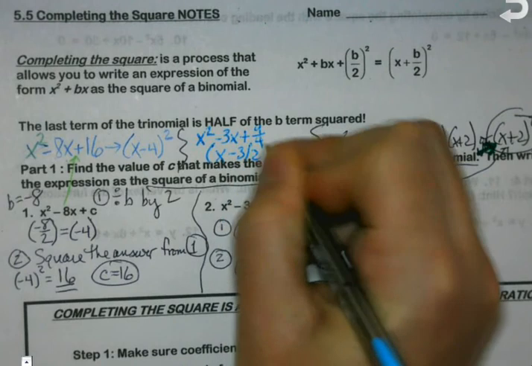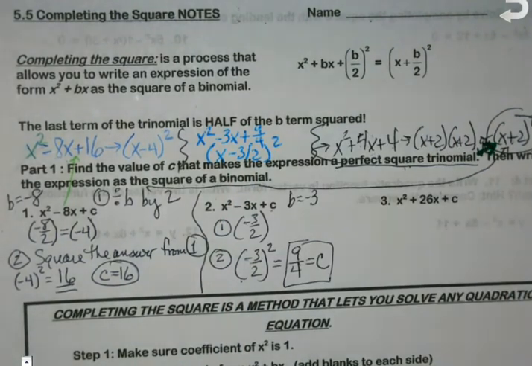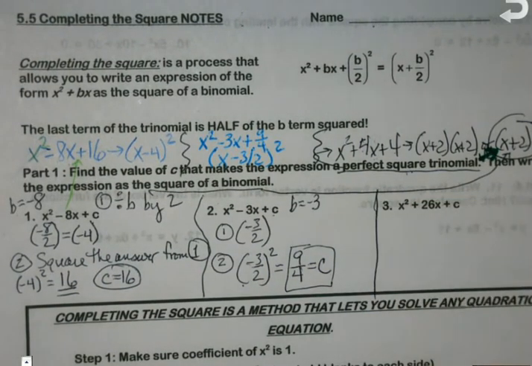Negative 3 halves squared. Okay? This isn't a bad thing. You're not going to have to be a math superstar to be able to do this. But there again is going to be detail work that you've got to work with.